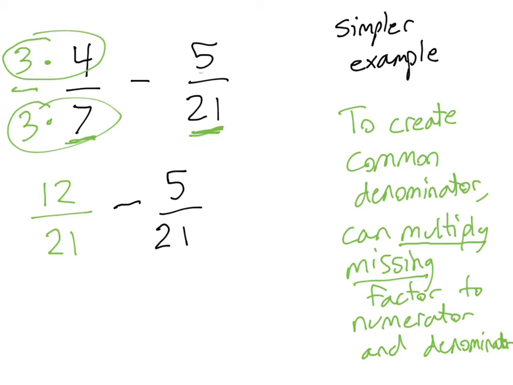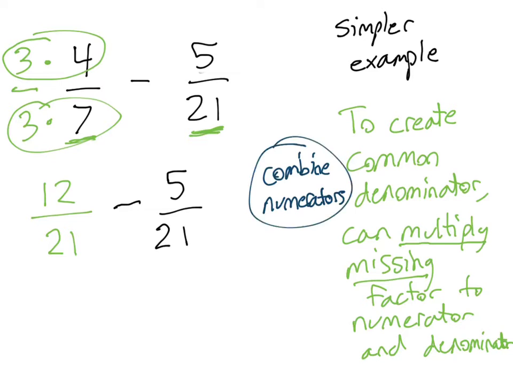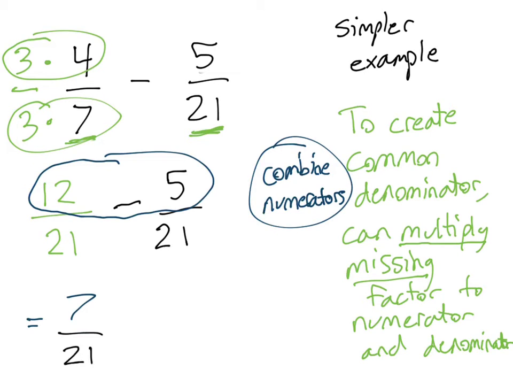Now that we do have a common denominator, we want to combine the like terms in the numerators. So we're going to keep the denominators the same and combine these numerators into one fraction. 12 minus 5 gives us 7, so we have 7 all over 21.